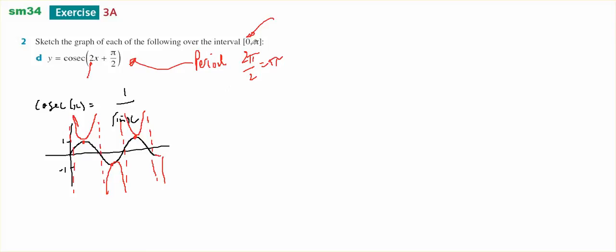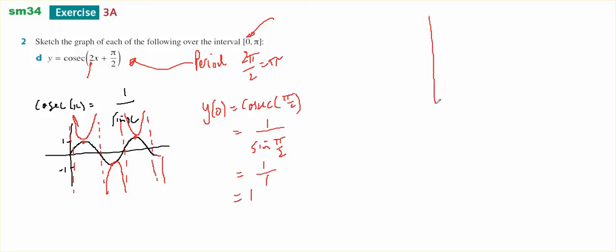So I'd like to find out what the y-intercept is, because the endpoint when x equals pi will be the same value. So y of 0 equals cosec of pi on 2, which is equal to 1 on the sine of pi on 2, and the sine of pi on 2 is 1, so it's 1 on 1, which is 1. So if I was to draw my axis at pi, 1, that's going to be the y-intercept, and that's where I'm going to finish.